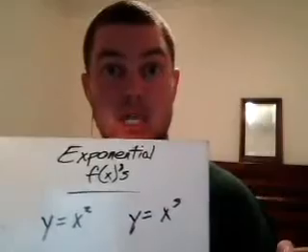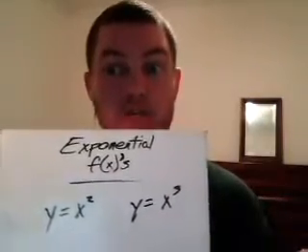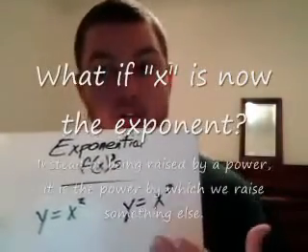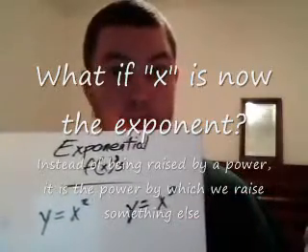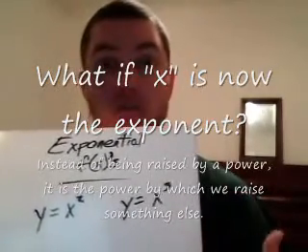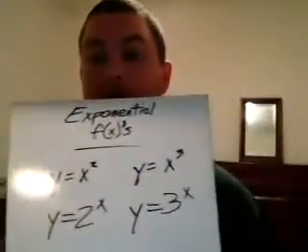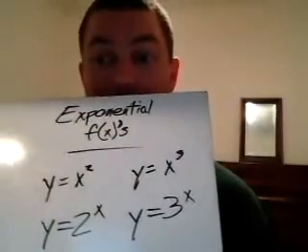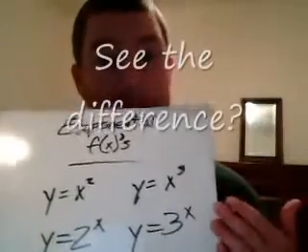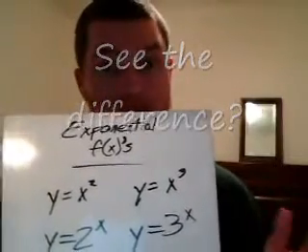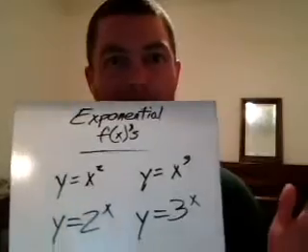Now, the difference today is what happens when you flip these things. What if, instead of having the x as the something being raised to a power, what if you had something being raised to the x power? So, for instance, instead of y is equal to x squared, what about y is equal to 2 to the x? Or instead of y is equal to x cubed, actually having y is equal to 3 to the x, where that x is now the exponent. That's an exponential function. Now, I'm going to break it down a little bit and talk about transformations and the different parts, but this is essentially all it is.